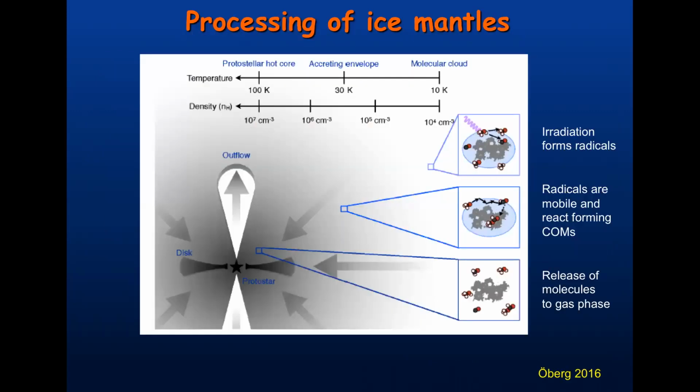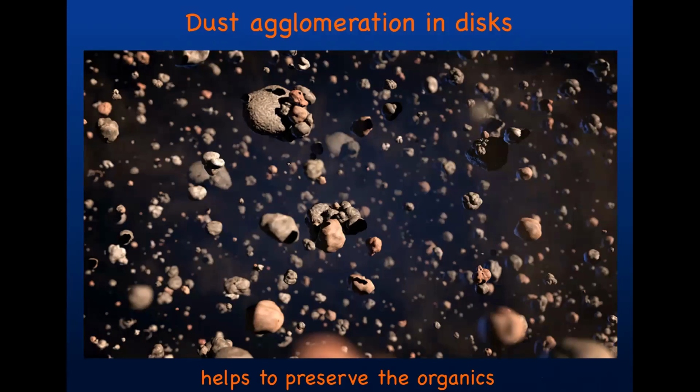So in the case of protoplanetary disks, we are dealing with radiation, forming radicals in the ice. These radicals are mobile, and they can react to form COMs. And finally, by some processing, either warm up when you are close to the protostar, or by radiation, what we know as photodesorption, these molecules are ejected to the gas phase. Furthermore, in the disk, you have dust agglomeration, and forming larger grains helps to preserve these organics. So typical size of dust grains inferred from recent James Webb data is close to 1 micron in size, which is larger than we thought before.